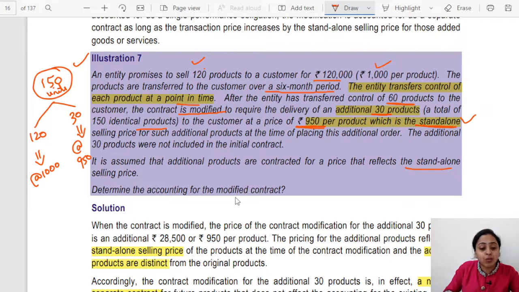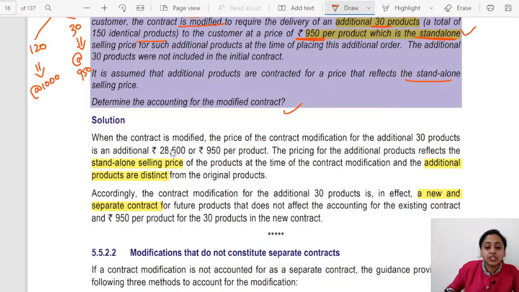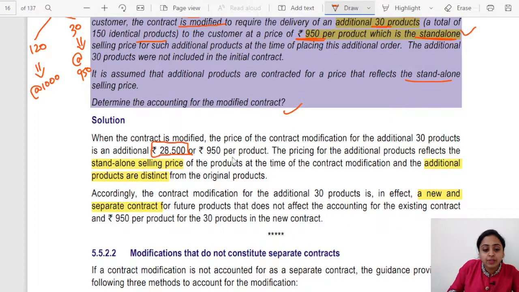Determine the accounting for the modified contract. See, it should be recorded as 28,500. How come? 950 into 30 units. The price for the additional product reflects the standalone price, and the additional products are distinct. There are two important points: standalone price and distinct goods and services. Accordingly, it should be recorded as a new and separate contract.